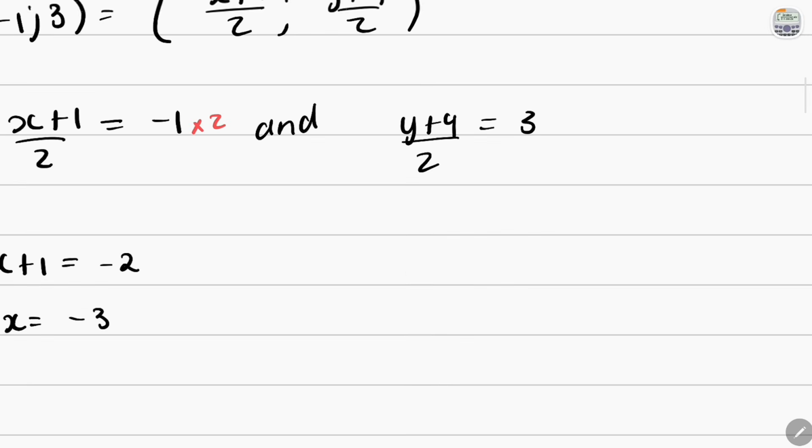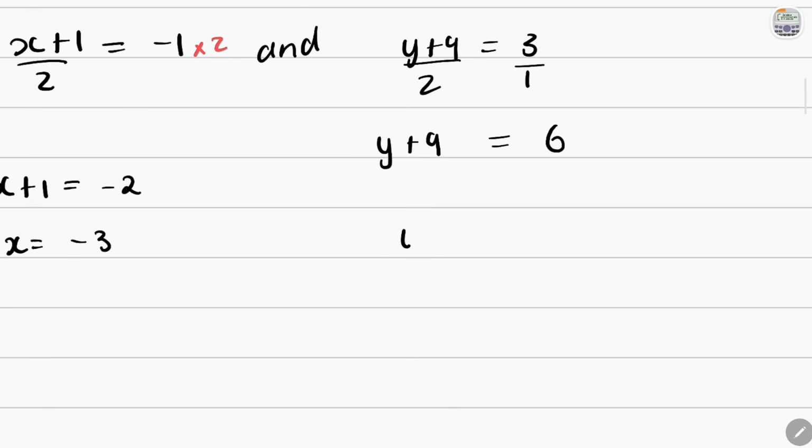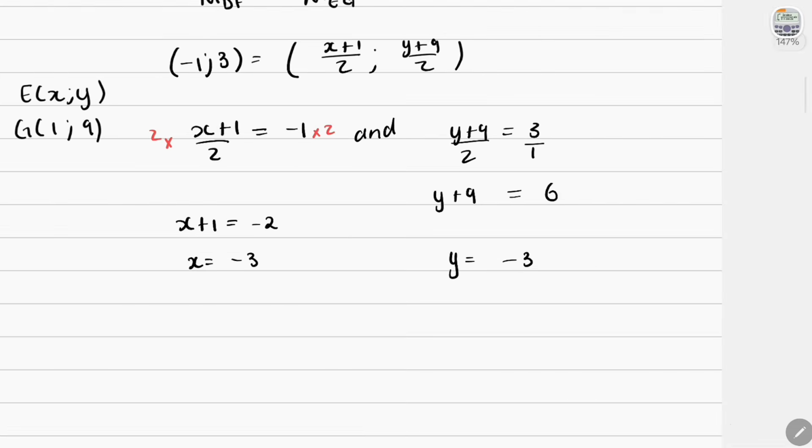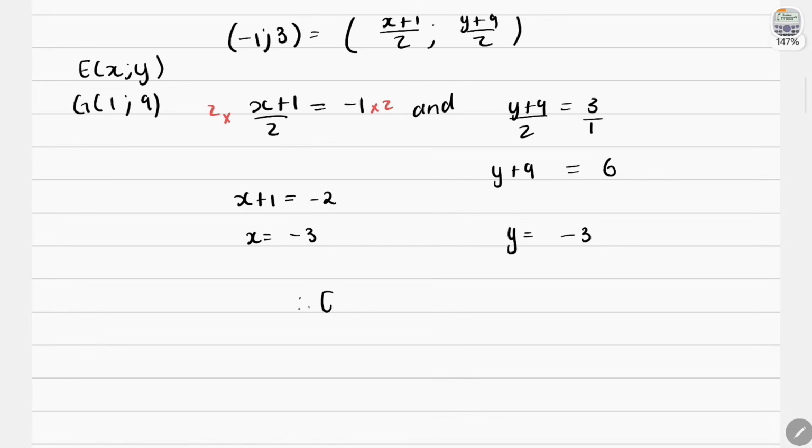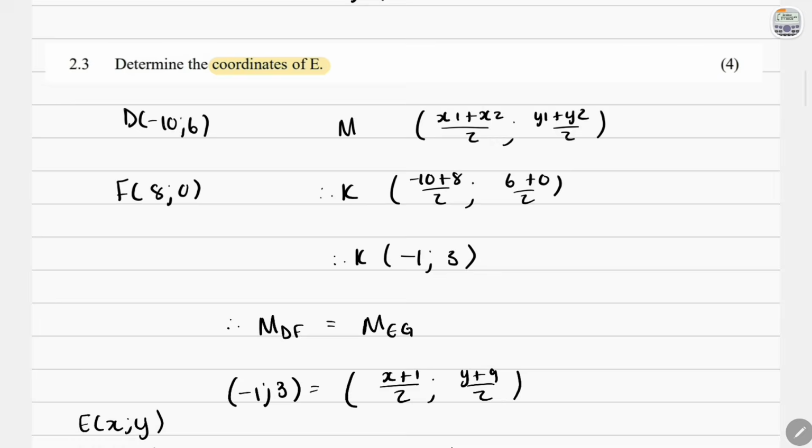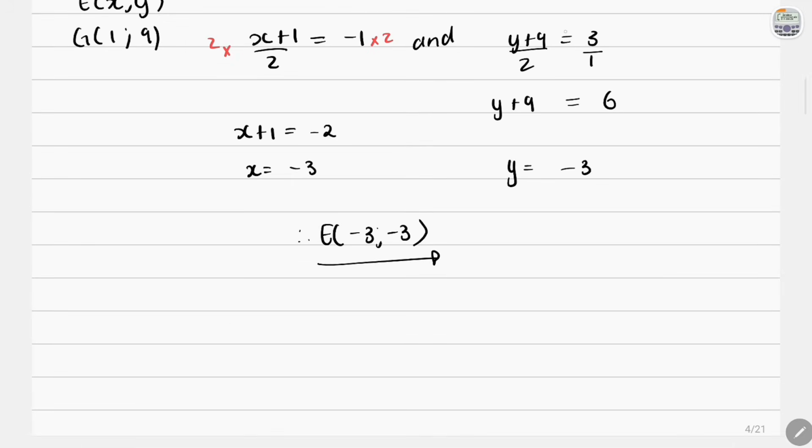And then here, same thing. If you cross multiply, you're just going to say 2 times 3 is 6. And y plus 9 times 1 stays y plus 9. Then transpose the 9. So y is equal to 6 minus 9 equals negative 3. And there we go. E is finally (-3, -3). And that is our answer. Moving on to the next question.